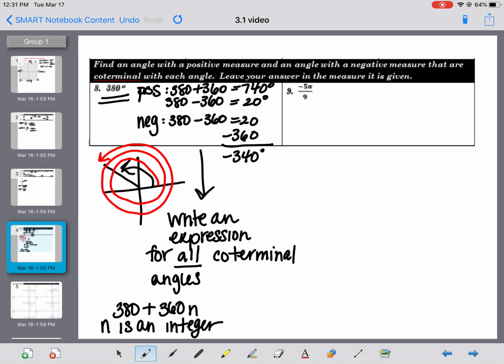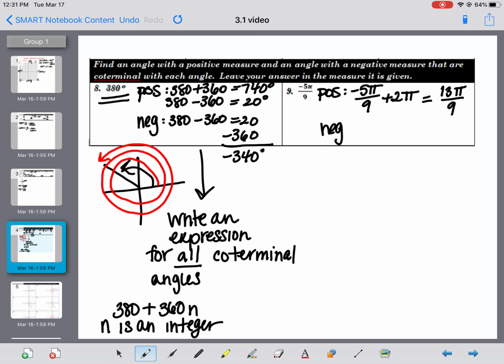Okay, so now let's try an example that is in radians. So instead of adding 360 degrees, we're going to add the equivalent to that, which is 2 pi. Okay, so if I take negative 5 pi over 9, and I add 2 pi to that, you can kind of just ignore the pi's for a second. Okay, and you're really just adding together the fractions. So negative 5 over 9 plus a whole number of 2, okay, it would be 13 pi over 9. So that would be a positive angle.